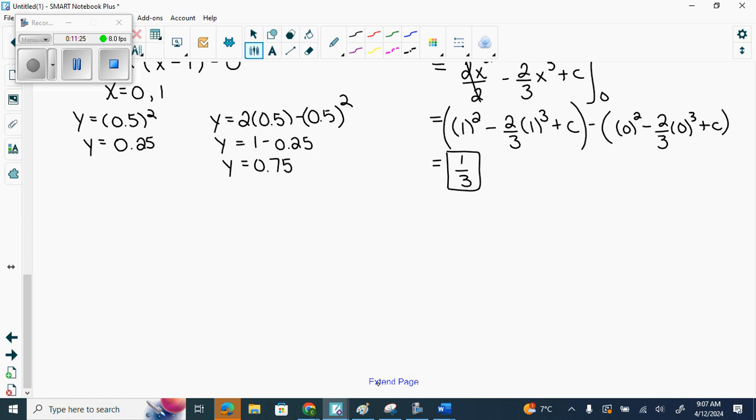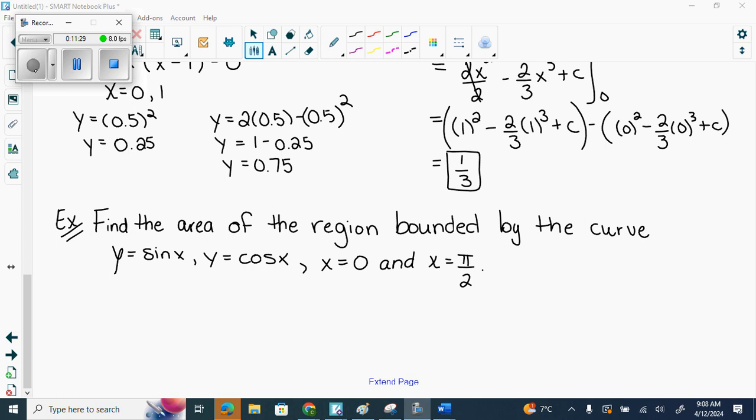Find the area of the region bounded by the curves y equals sine x, y equals cos x, x equals 0, and x equals pi over 2. You should be able to sketch the graphs between those because it's just from 0 to 90.